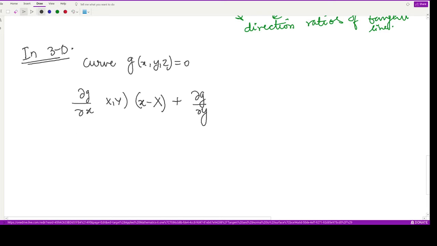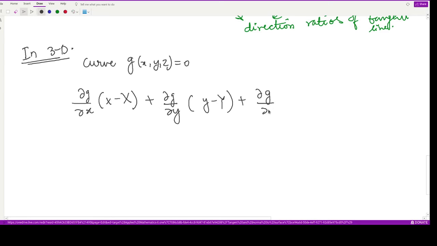So it would be del g by del x into x minus capital X plus del g by del y into y minus capital Y plus del g by del z into z minus capital Z is equal to 0. So this is the equation of tangent whenever you have a 3-dimensional curve. So what is a 3-dimensional curve? It is basically a surface.